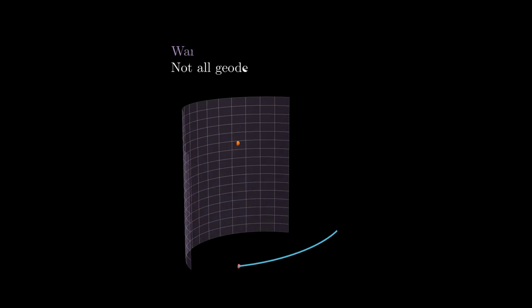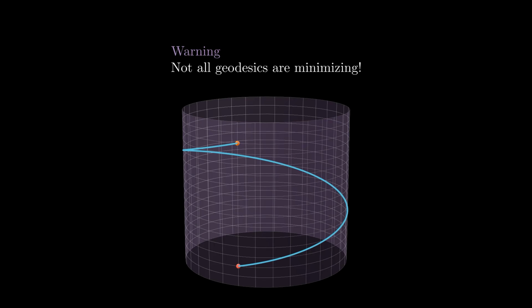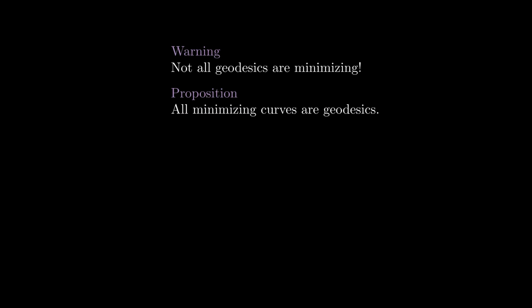I would like to point out that not all geodesics are minimizing. For example, in the cylinder, this is a geodesic, but there is a shorter curve connecting those 2 points. However, all minimizing curves are geodesics, and we will prove that by the end of this lesson.